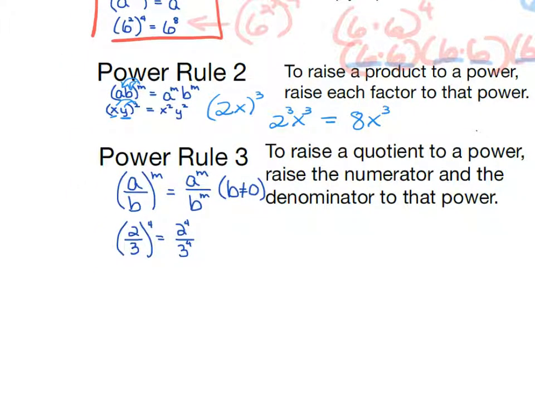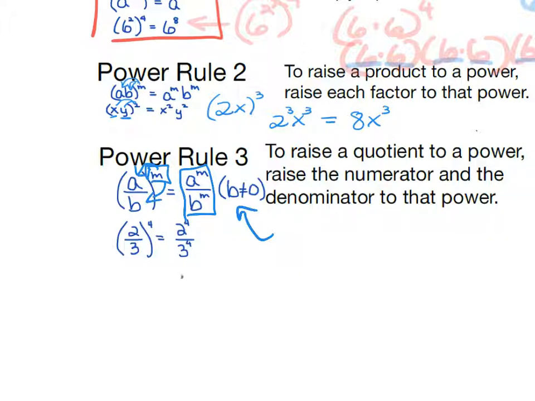So again, I'm going to take this power of m, and it's going to go on the a, and it's also going to go to the b, and it's simplified here. Always remember that the denominator of your fraction can never be 0. So this is this little exclusion here. If b equals 0, this fraction is undefined because we can't divide something by 0.